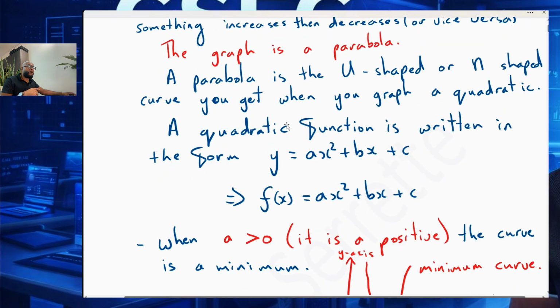So a parabola is the U-shaped or the N-shaped curve, right, Jordan? The U-shaped or N-shaped curve you get when you graph a quadratic is called a parabola, right?